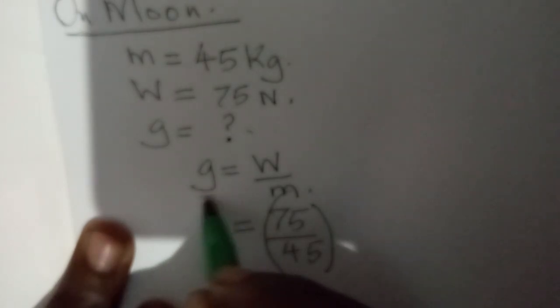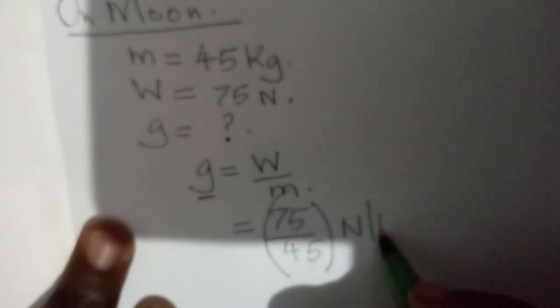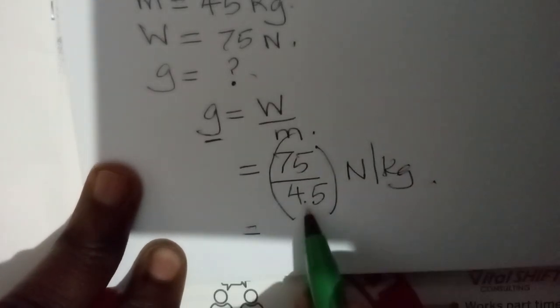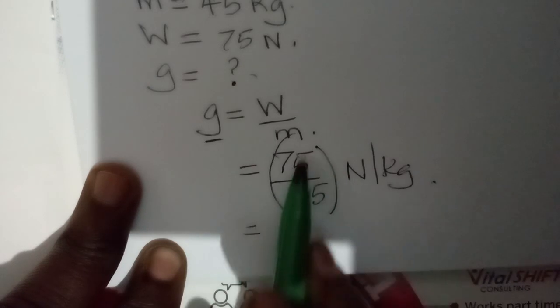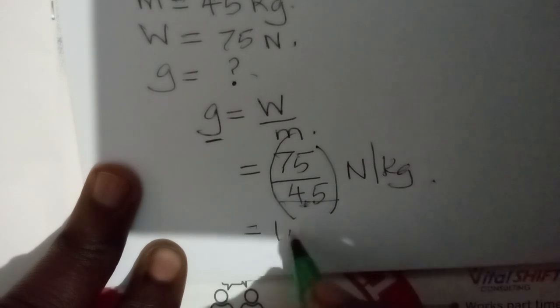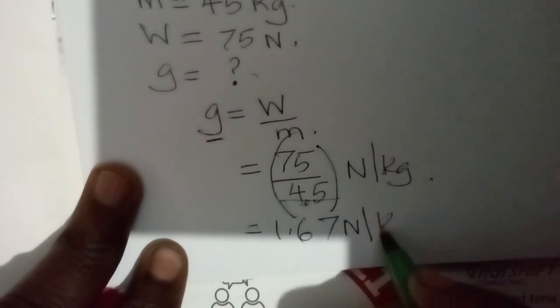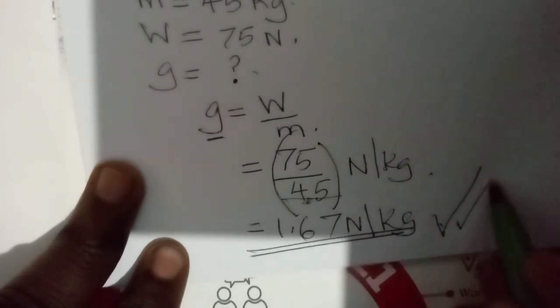And what is the SI unit? The unit for gravitational field strength is Newton per kilogram. Now if you divide 75 by 45, what do you get? 1.67 Newton per kilogram, and that is the gravitational field strength of the moon.